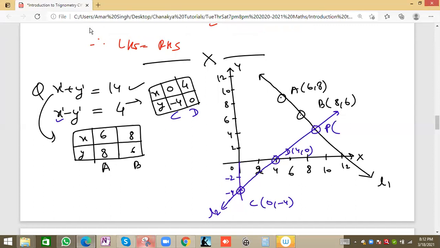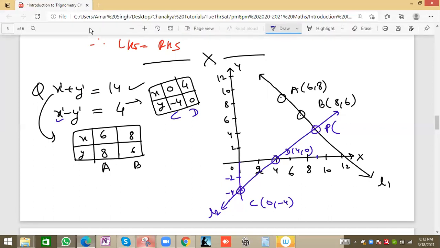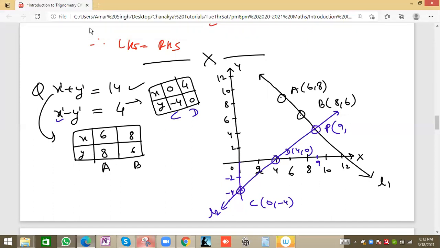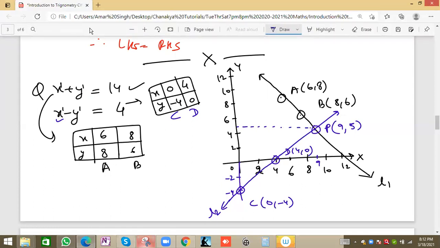This will be near about 8. This will be 9 basically. See, the graph is almost accurate, so this is between 8 and 10. This will be 9, and this value will be 5. Between 4 and 6, this will be 5, though the graph is not accurate actually. We can draw it on the graph.